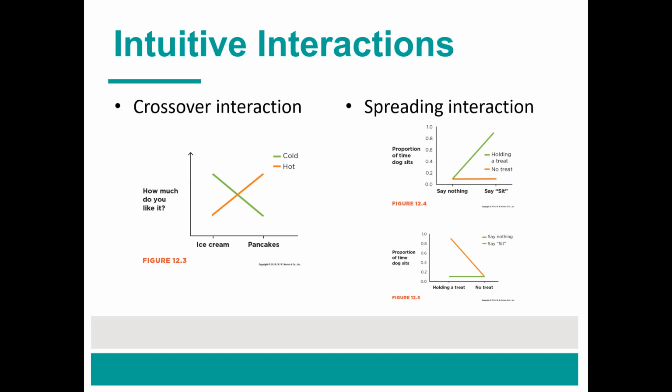On the right-hand side of the screen, we see another example of an interaction effect. Here, we're looking at the two independent variables of either saying sit or not saying anything, and having a treat or not having a treat, and their effect on the dependent variable of the chance a dog will actually sit.